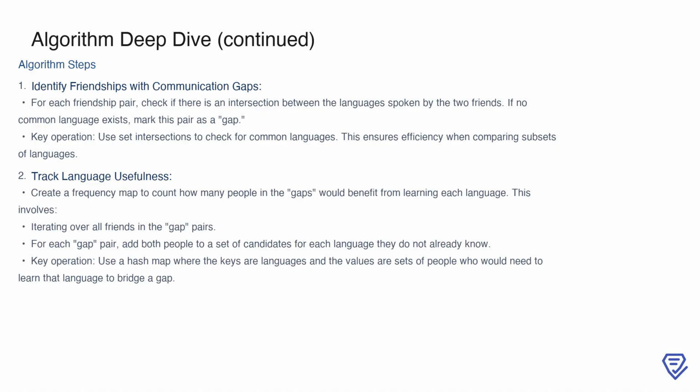To approach this problem, the first step is to identify which friendships have communication gaps. For each pair of friends, we check if there is any overlap in the languages they speak. If there's no shared language, this pair is marked as having a gap. Using set intersections is key here, as it allows us to efficiently determine if two sets of languages have common elements. Next, we need to evaluate the usefulness of teaching each language.